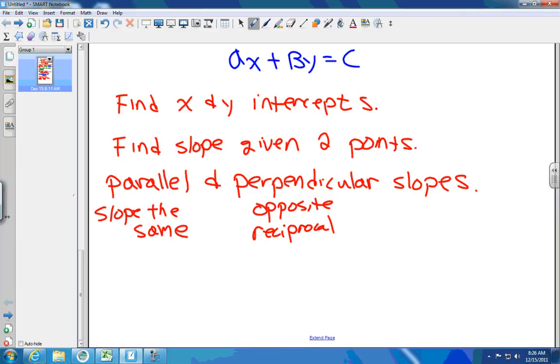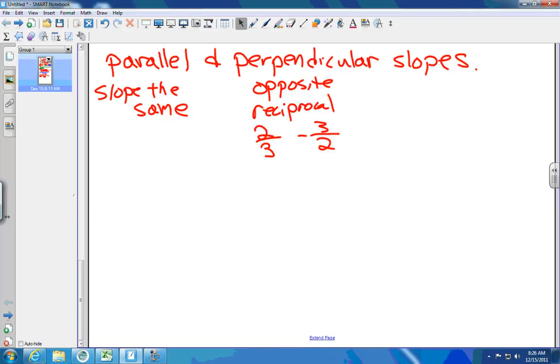So if I tell you that one slope is 2/3 and your line is perpendicular to that, what would your slope be? -3/2. Opposite meaning it's negative, and 3/2 is the reciprocal. Make sure you can do that. And that part right there, both of those two things goes right along with writing equations of lines.